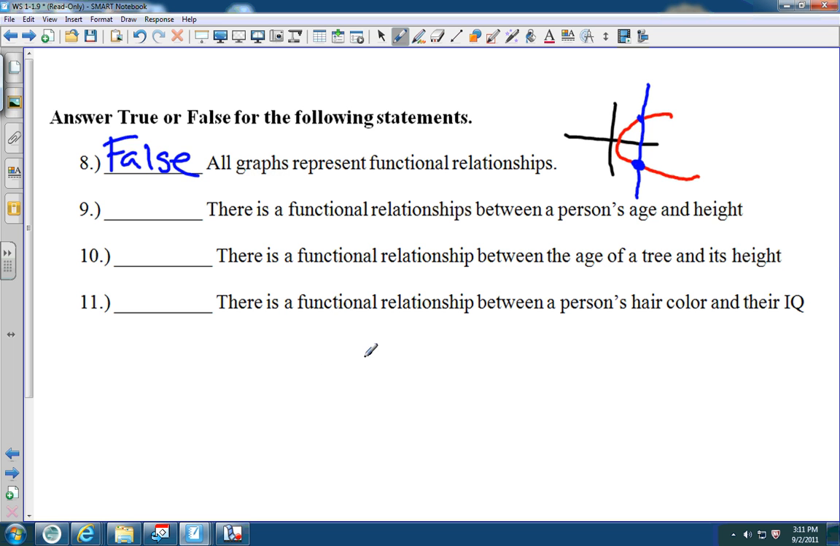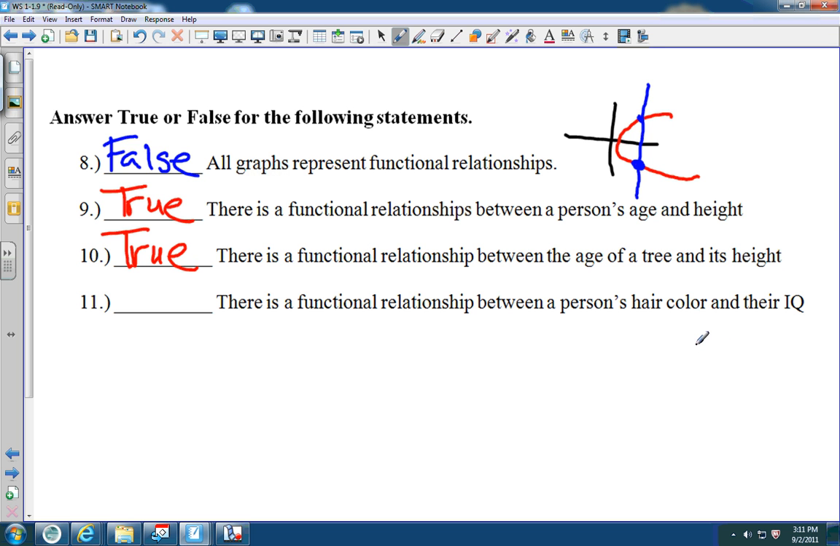Okay, on number 9 it says, there's a functional relationship between a person's age and height. Well, do they go together? Like as you get older, do you get taller? Yes, there is. This is true. Number 10, the age of a tree and its height. Well, yeah, the older the tree gets, the taller it gets. So this is true.